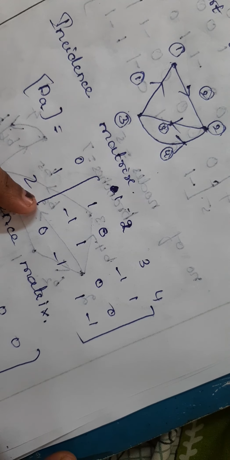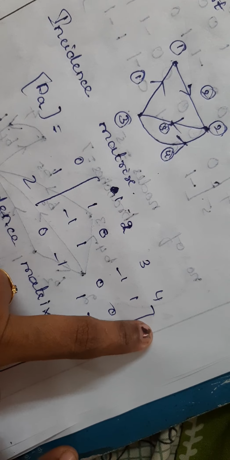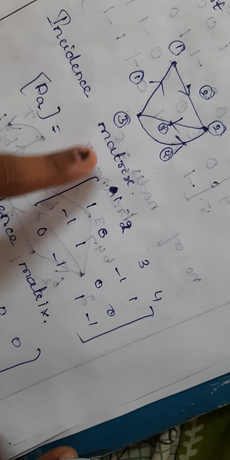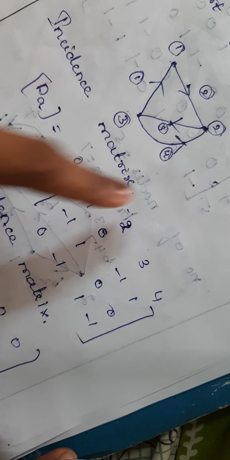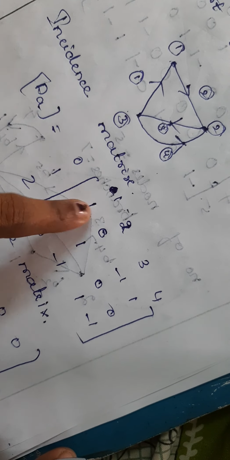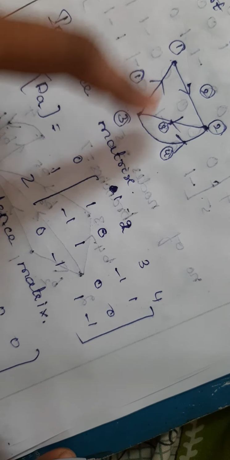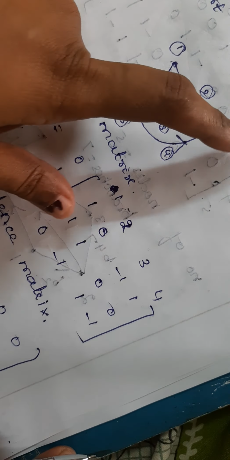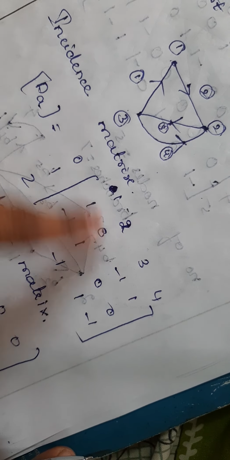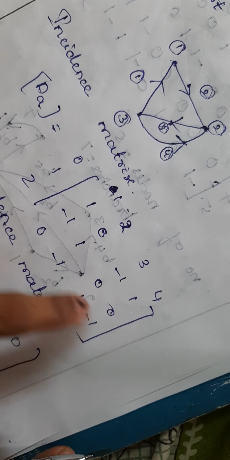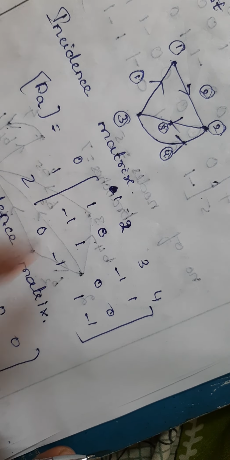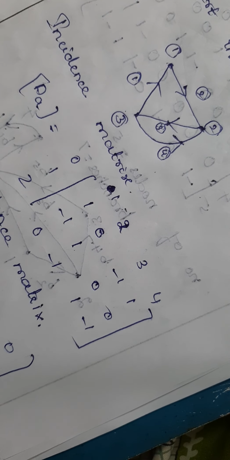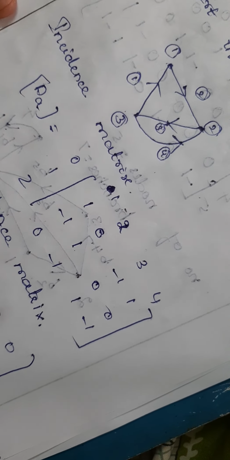So here how many nodes? 0, 1, 2. Now how many branches? 4 branches. So first in 0th node, what are the branches located? 1 and 3, 4. So here 1 is moving outwards, leaving the node, so plus 1. When it is entering means minus 1, and it is also moving outwards, so plus 1. So you want to write the incident matrix. I had explained the incident matrix in the previous video, so please refer to that.